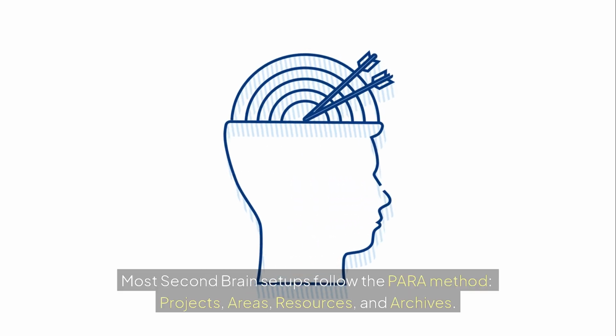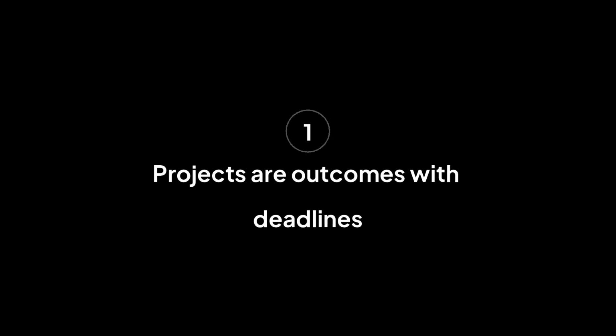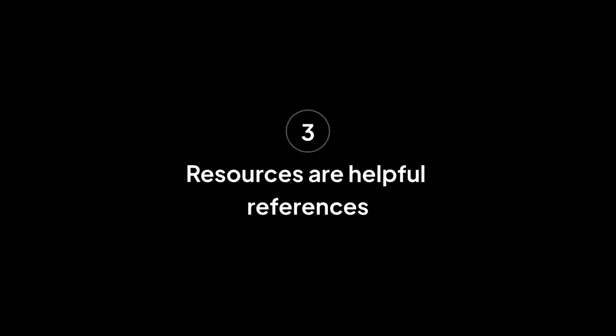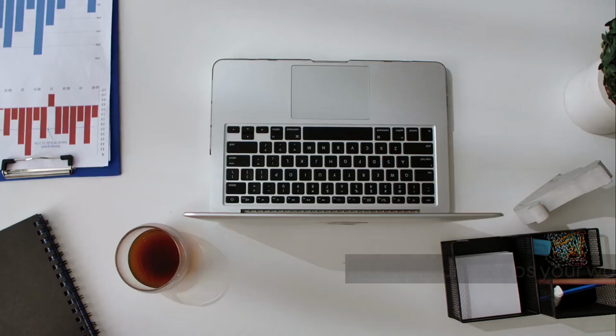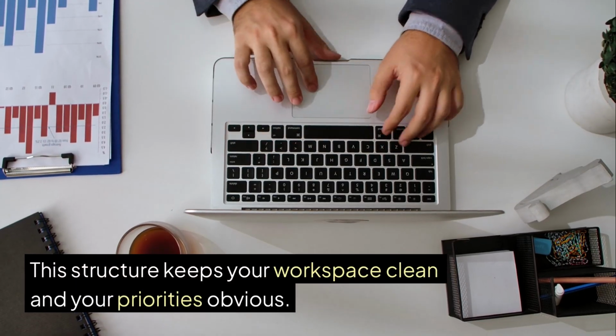Most second brain setups follow the PARA method: projects, areas, resources, and archives. Projects are outcomes with a deadline. Areas are ongoing responsibilities you maintain over time. Resources are helpful references. Archives store anything inactive. This structure keeps your workspace clean and your priorities obvious.